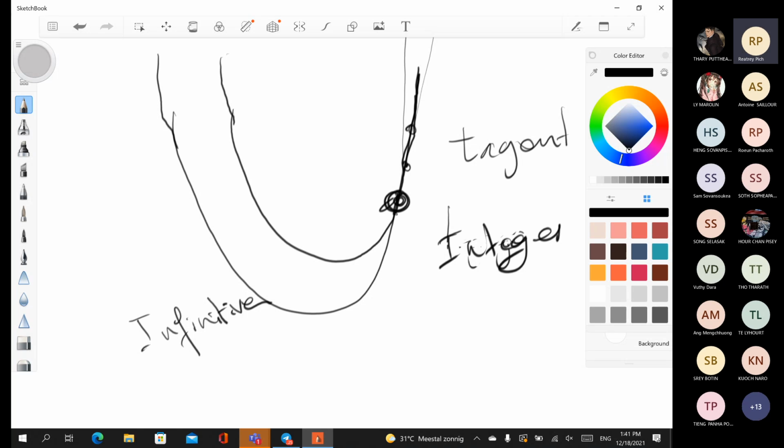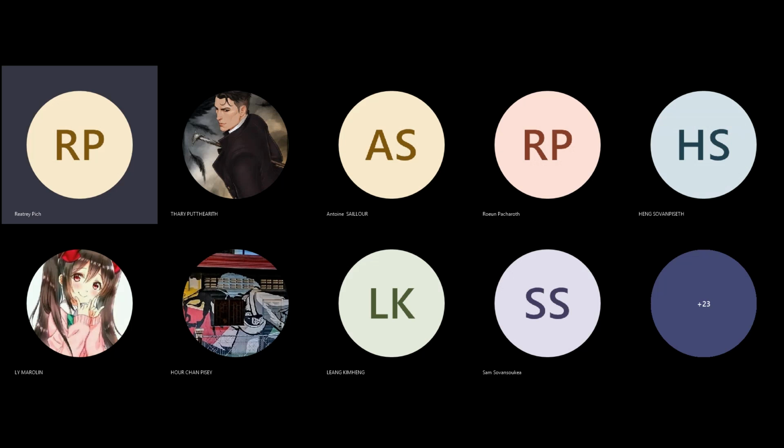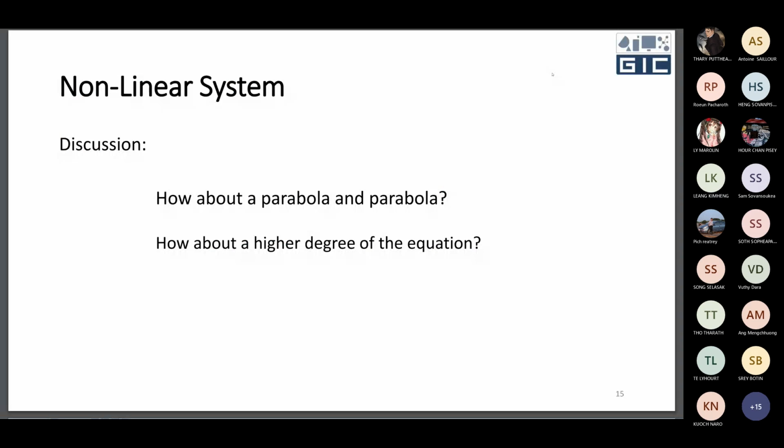Please move to the next discussion question. How about higher degree equations? It means the exponent of the equation is higher than 2, can be 3 up to n. So what is the solution in this case? It is the number of the degree plus 1. The solutions can be the possibility, the number of solutions, I guess.